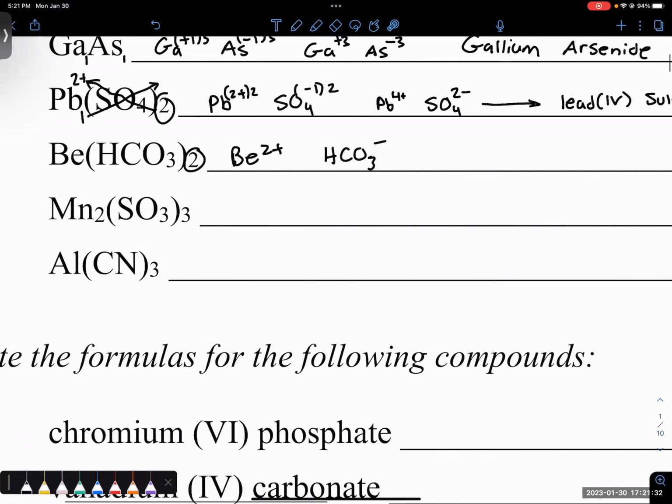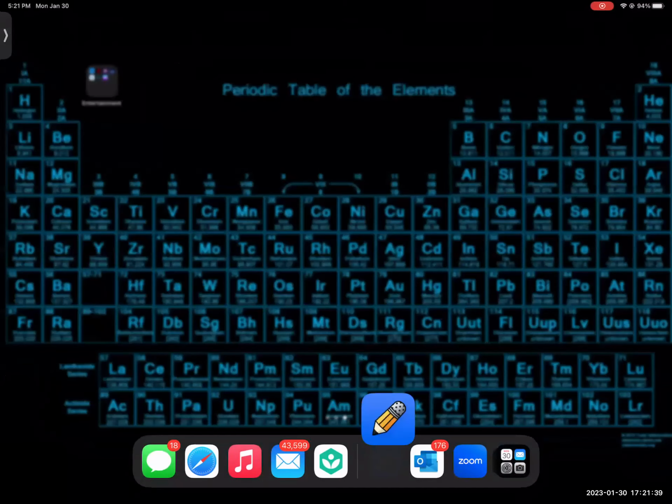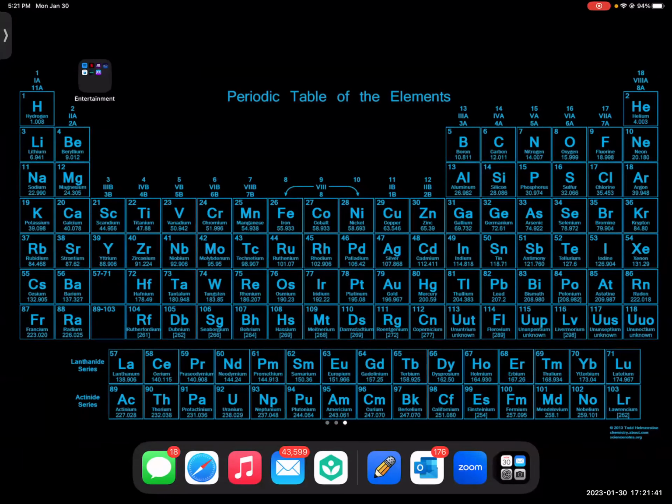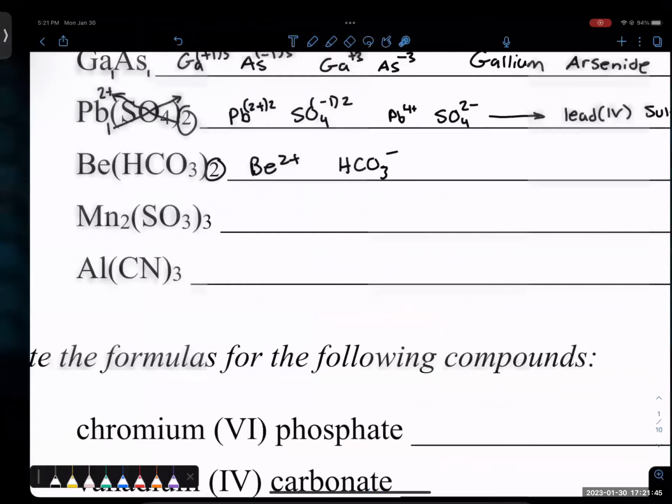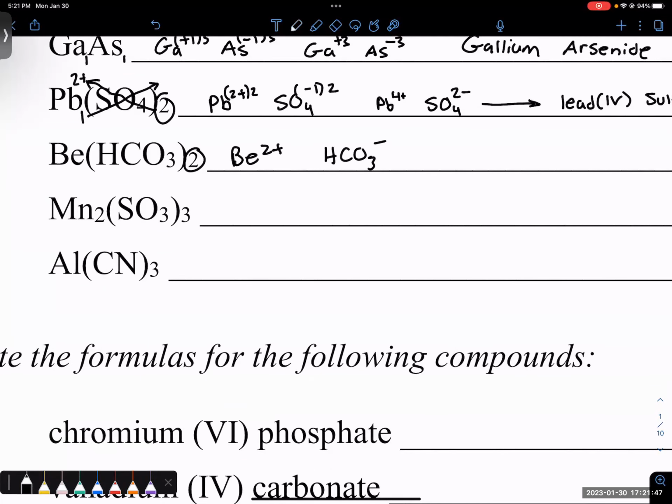Now we know beryllium. So we know Be from the periodic table should have a +2 charge because it's the first element in group 2. It has the atomic number of 4. Therefore, all the charges look good. So we can start naming it.